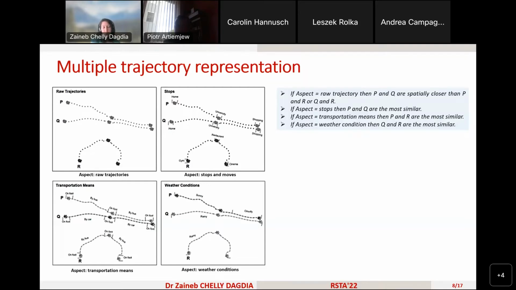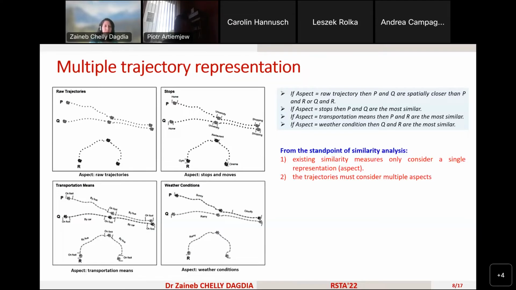Okay. So now if I'm going to do some kind of reasoning or mining, I'll say, if aspect equals raw trajectory, then I'll check the similarity relation between the trajectories, and I'll say, okay, based on this, P and Q are the closest. If I consider the second one, if aspect equals stops and moves, then based on the labels that I have here, home, university, and shopping, for both P and Q, they are the closest. Same for transportation means as an example, and then for weather condition, I'll see rainy for Q and R. So based on the user similarity relation and the labels that I suppose for the different trajectories, Q and R are the closest. But still, the problem is that when we have to use such similarity analysis, what we have in the literature is only similarity analysis which is based on single aspects of a single dimension.